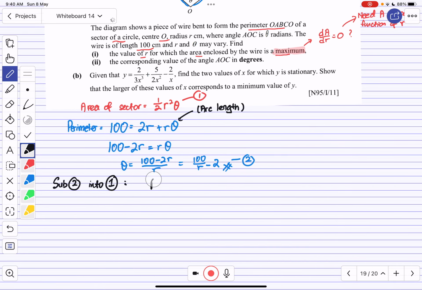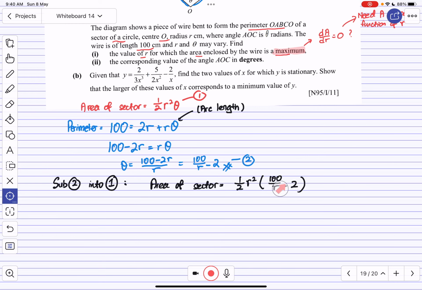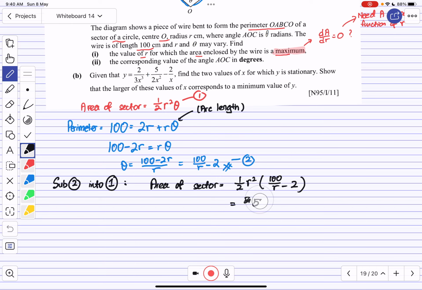So the area of the sector now is equal to half multiplied by R squared multiplied by theta, which is now replaced with 100 over R minus 2. This is the same as 50R minus R squared. Oh sorry, 100 over 2, correct, 100 over 2, so 50R minus R squared.